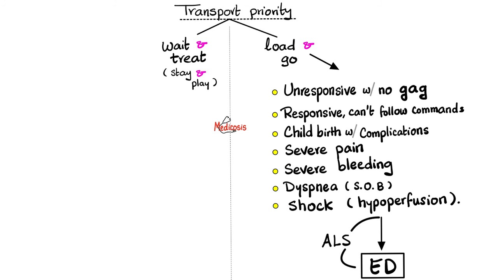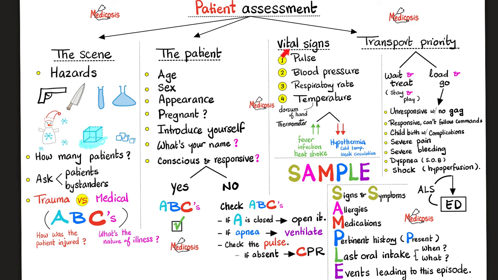How do I remember this? I memorize the first two together. One is one is responsive. Unresponsive, responsive. And then what? Childbirth is alone, and then severe pain with severe bleeding, and then dyspnea with shock. And this is everything that we talked about today. Please take a moment to pause and review.